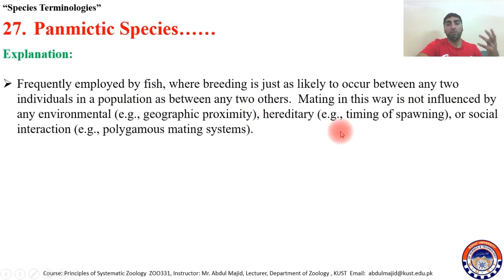Anyone can meet everyone. So mating in this way is not influenced by environment, geography, proximity, heredity, time of spawning, or social interaction. For example, like a polygamous mating system. Polygamous means poly, meaning many, and gamous, meaning mating. So, like mating with many.